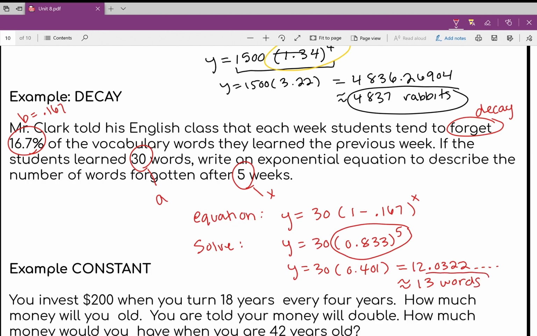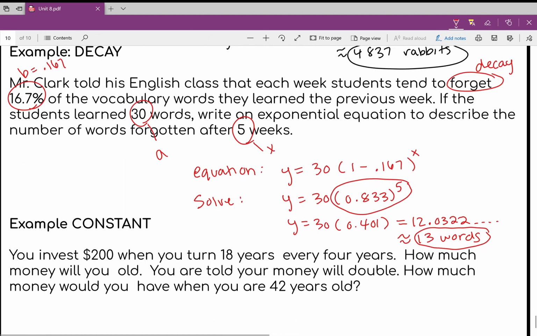So what this is saying is that if the students learned 30 words, after 5 weeks, they will only remember 13 of them. So they learned 30 words. After 5 weeks, they only remember 13 of them. 13 is smaller than 30, so it decreased, which is a decay, and that's what we were looking for.